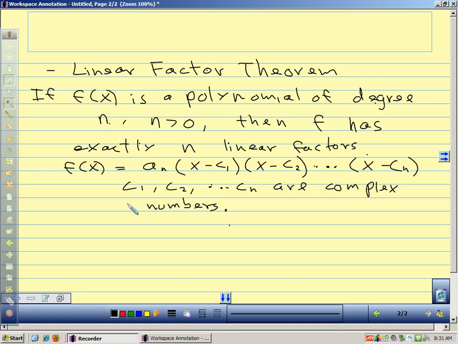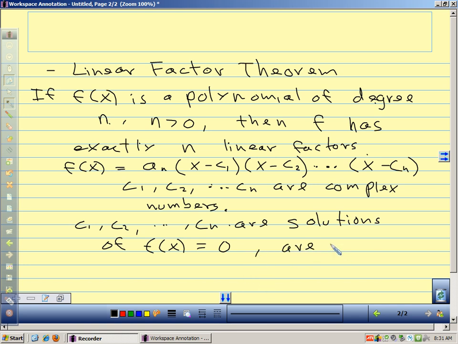And remember, when we have a factor, that's the same way as saying c1, c2, dot dot dot, cn are solutions of f of x equals 0. And it's also the same as saying c1, c2, dot dot dot, cn are zeros of f of x. Factor, solution, zero all mean the same thing.